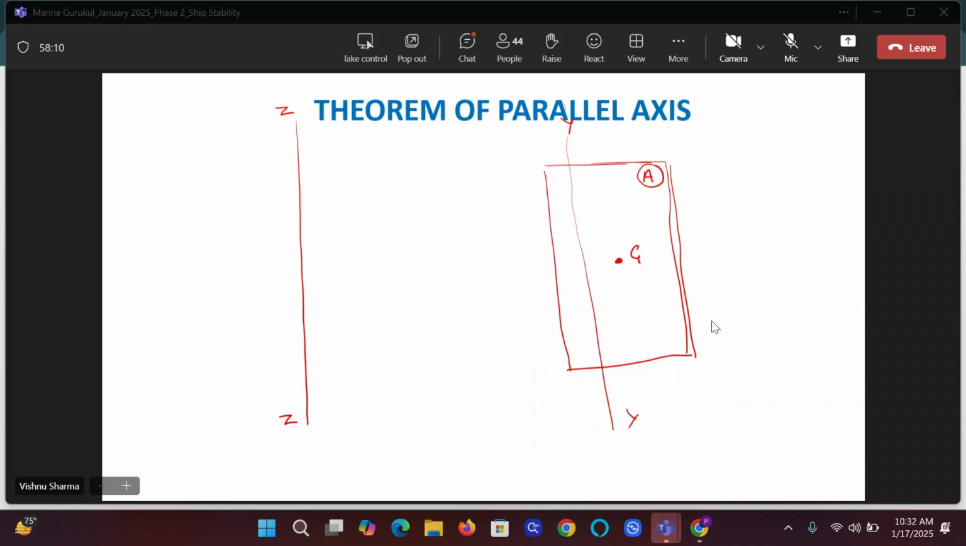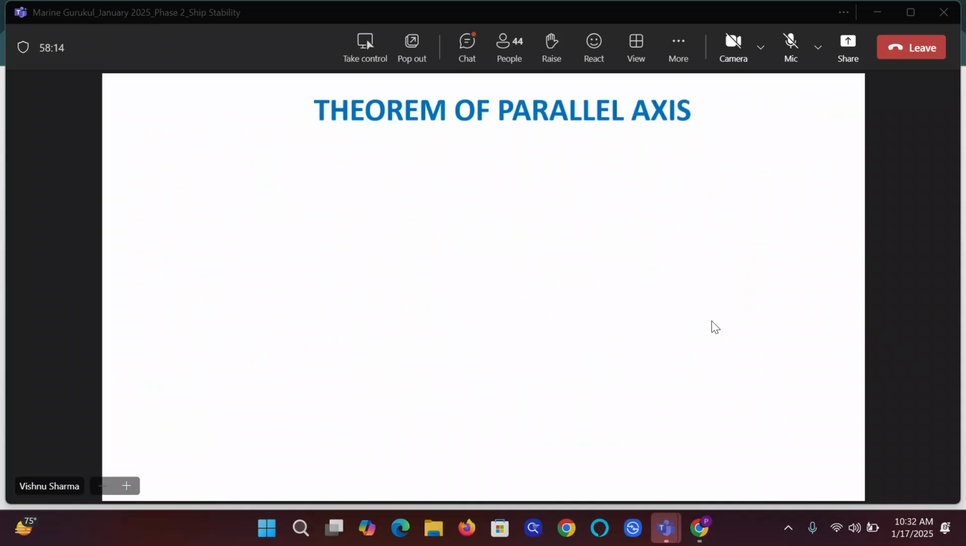So let me just redraw it. We have an area A. Shape of the area is immaterial. I have a geometric center of it, and I want moment of inertia about, let us say, this axis. Now, this could have also been like this, guys. Doesn't matter. So I want about this axis. Then what do we do if we have to apply theorem of parallel axis?